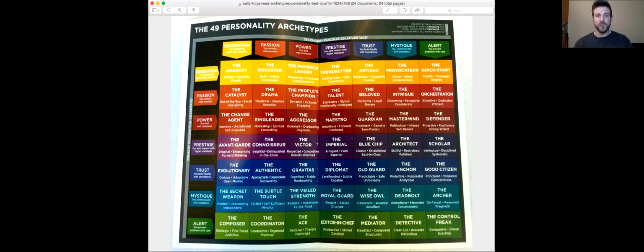But she's created this chart of these 49 personality archetypes. And you can see across the top and across the left side, they're the same and they match together in different combinations. So we all are different, and we all kind of fit in with these different ideas.